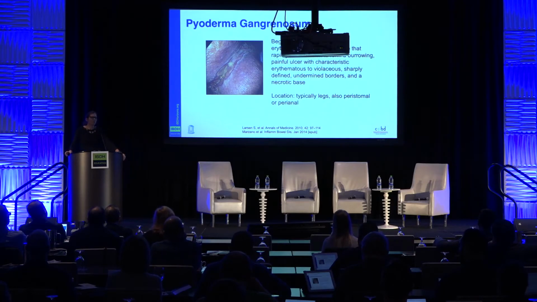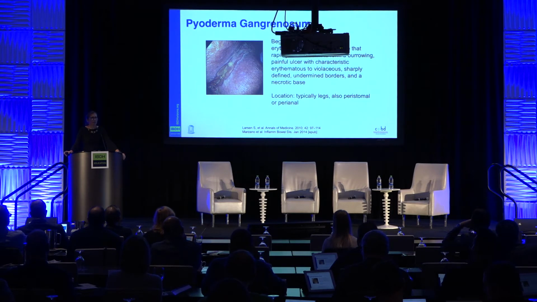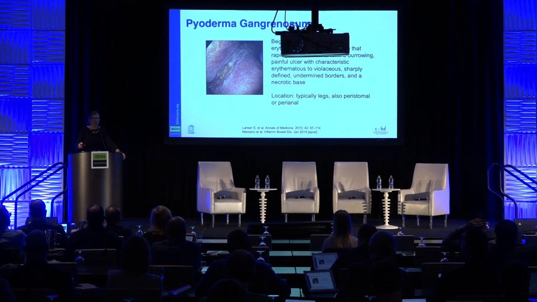Pyoderma begins with a sterile pustule or a papule or nodule, and it can rapidly break down to form one of these painful ulcers. What is characteristic about these lesions is the violaceous border. It's very sharply defined, and it has this undermined border with a necrotic base. Location is typically on the legs, but one area where I have seen a lot of pyoderma in my practice is peristomally, and this can be very difficult to manage. A lot of the topical agents we use for pyoderma can be very difficult with adherence of the appliance, so we have to come up with alternate treatment mechanisms for peristomal.